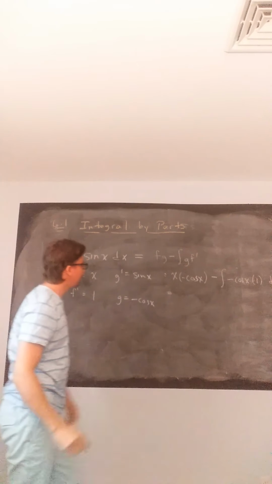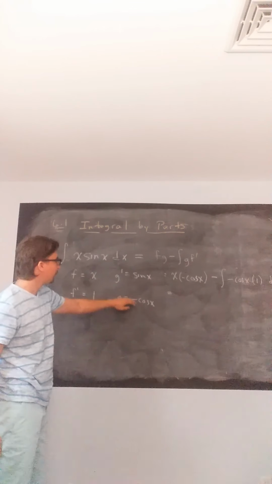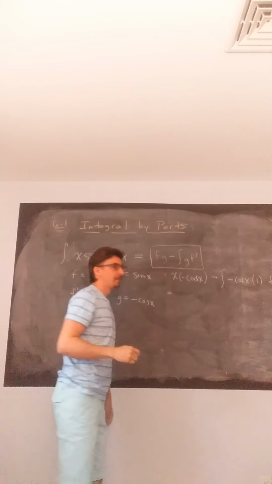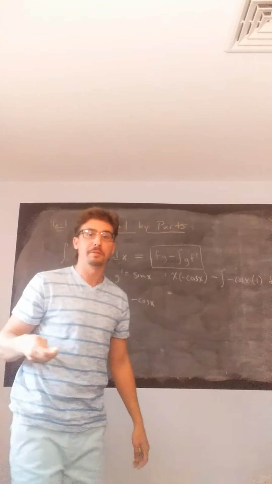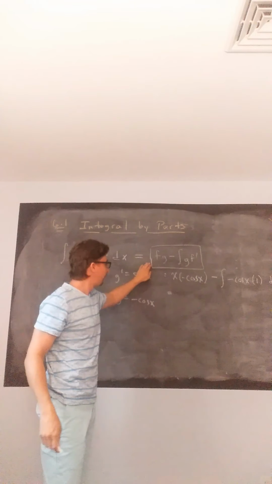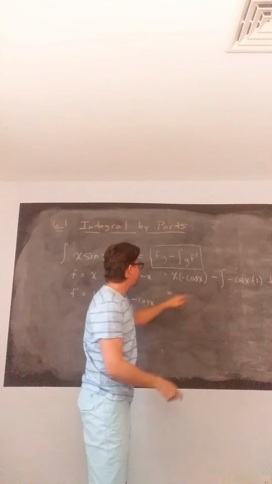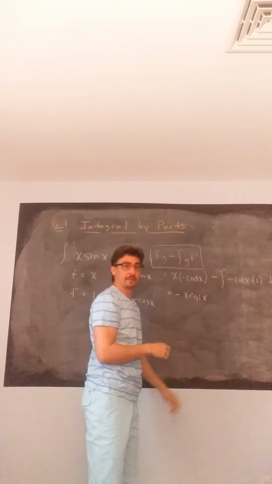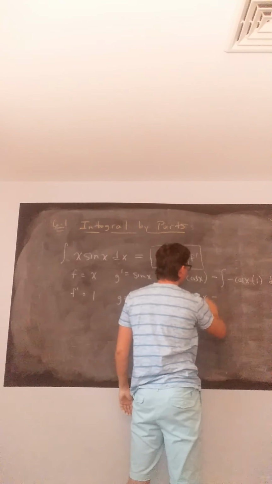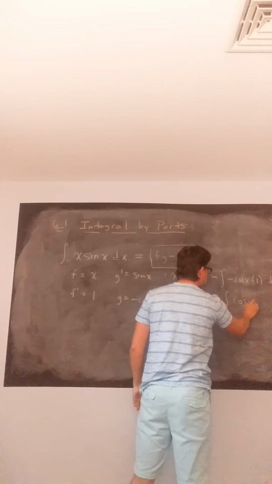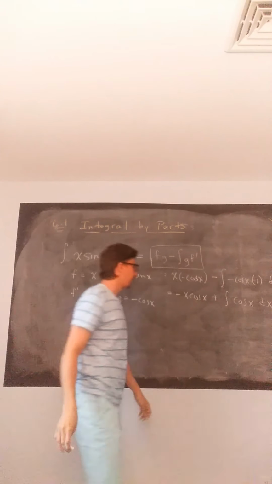So again, let's just recap. These are our parts. This is the formula for integrating by parts. Just like the product rule for derivatives, we have the product rule essentially for integrals, which is parts. We can rewrite this now as minus x cosine x, minus a negative, so that becomes plus. So we've got plus the integral of cosine x dx.